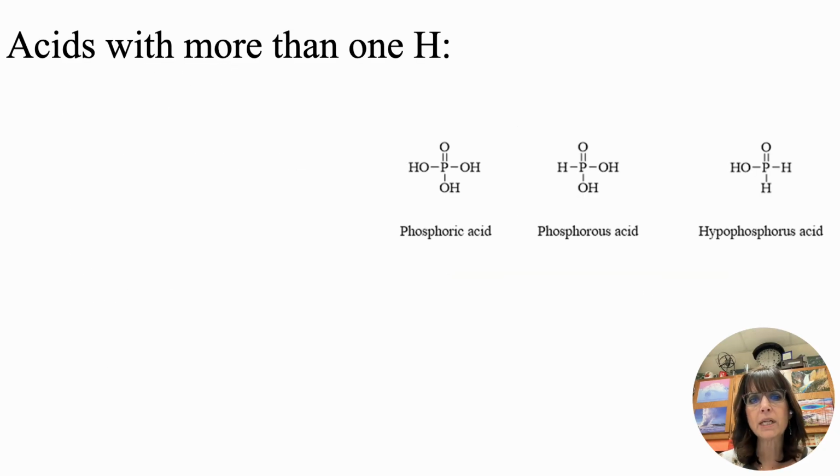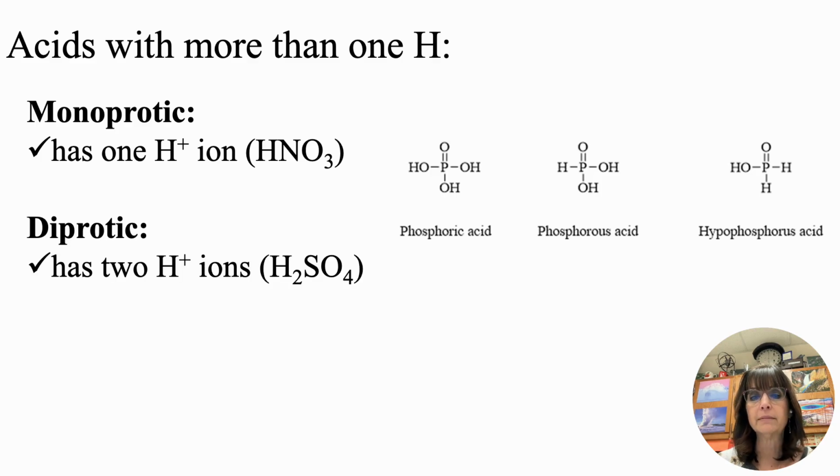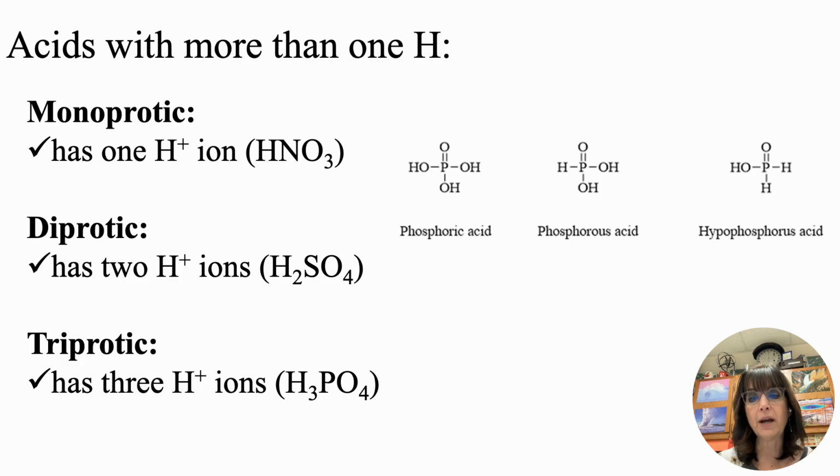So when we think about acids, you know they give away an H. Well, they can give away 1 H, 2 H's, 3 H's. And of course, we have fancy names for that. Monoprotic, just like it sounds, they can give away 1 hydrogen ion. HNO3 nitric acid is an example. Diprotic, di means 2. Sulfuric acid is an example. And then you have triprotic acids that can give away 3.